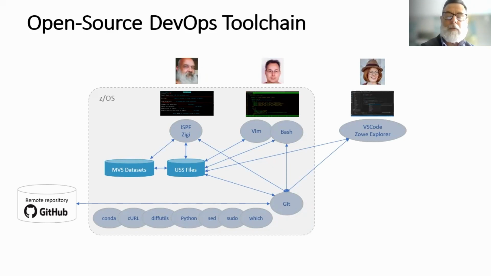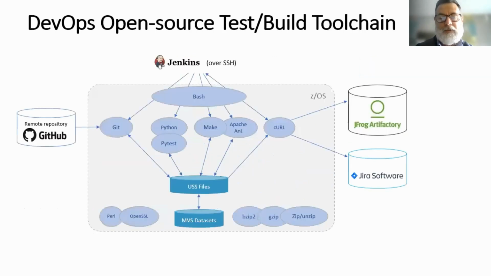I will be playing the role, if you would, of the more seasoned programmer. You can see I've kind of embraced the look here. And then Tatiana will be over on the right there using things like VS Code and Zoe Explorer. This is just a good example of things that you can consider in your journey to a DevOps tool chain, combining open source tools with your z/OS system.